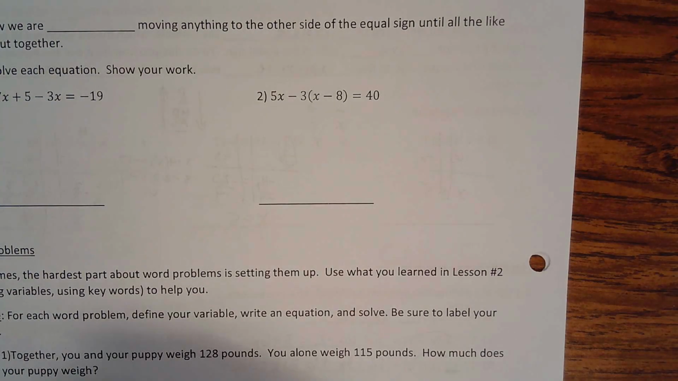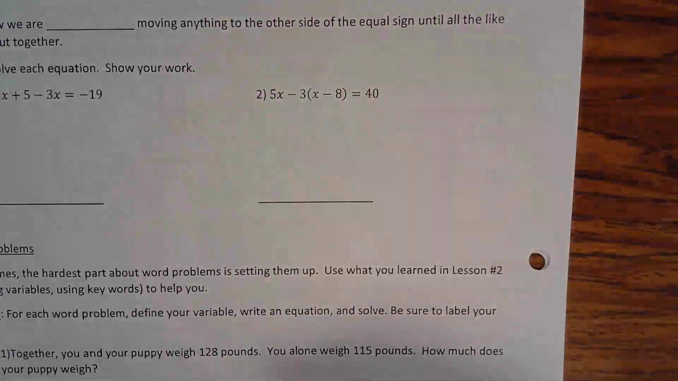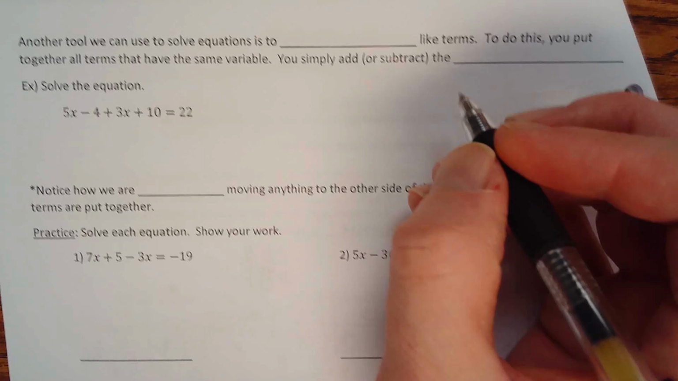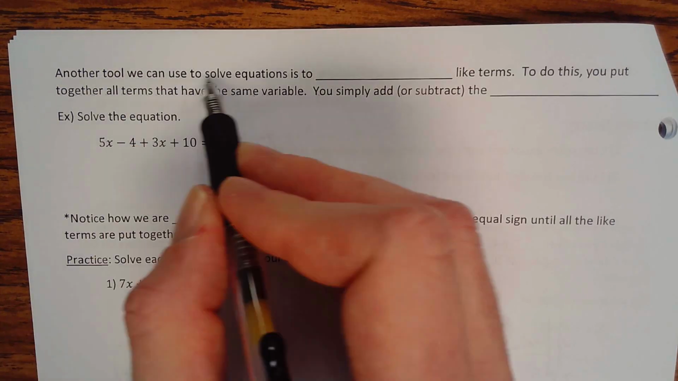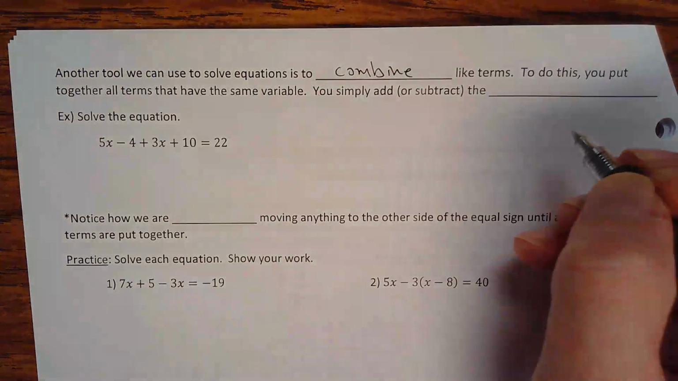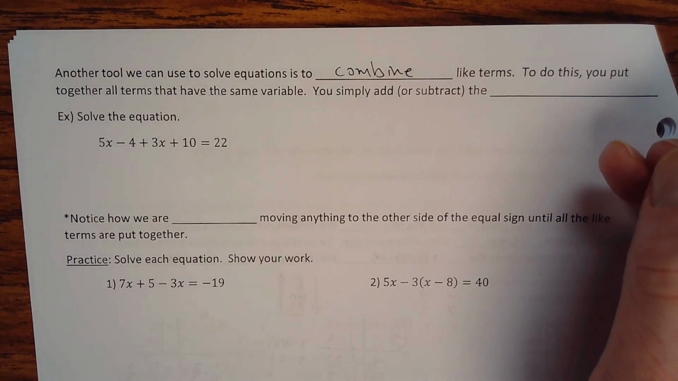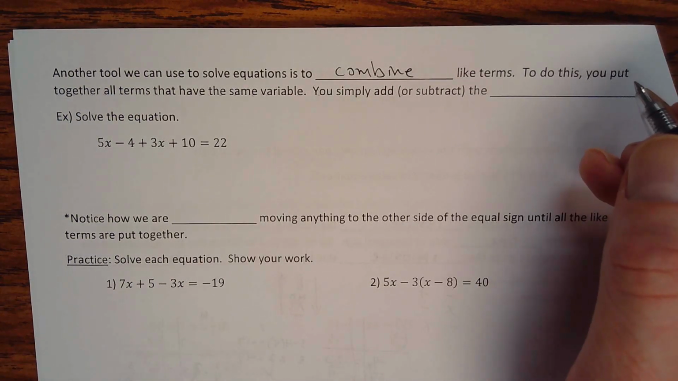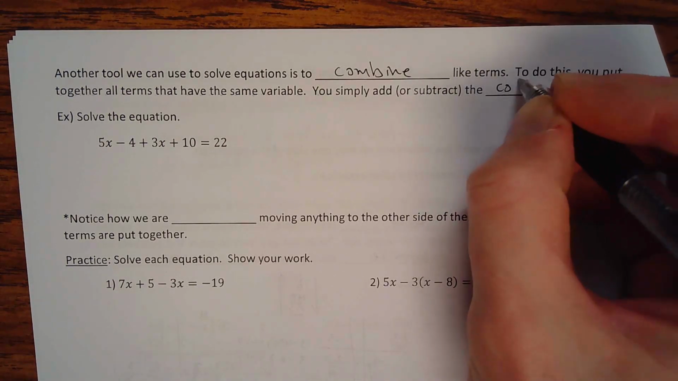Let's see, another tool that we can use to solve equations is to combine like terms. To do this, you put all the terms that have the same variable together. So you simply add or subtract the coefficients.